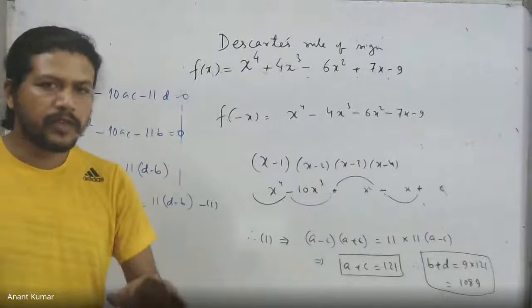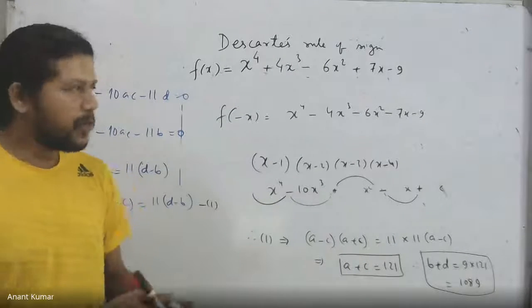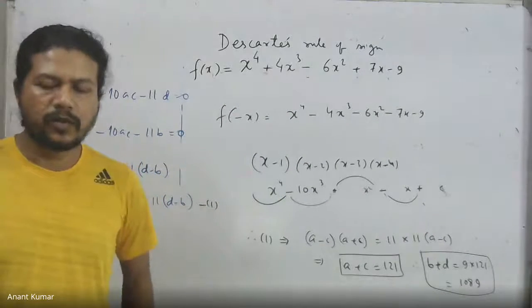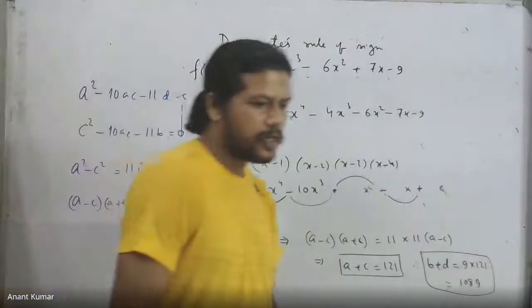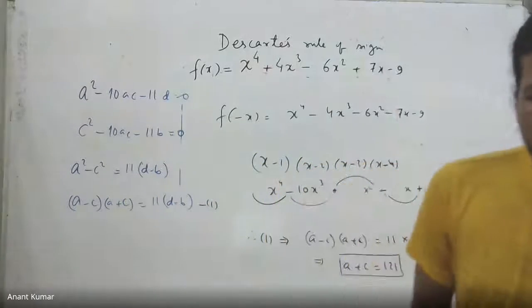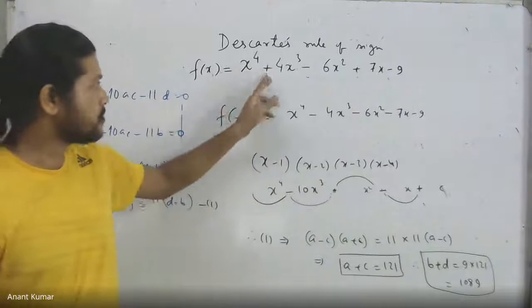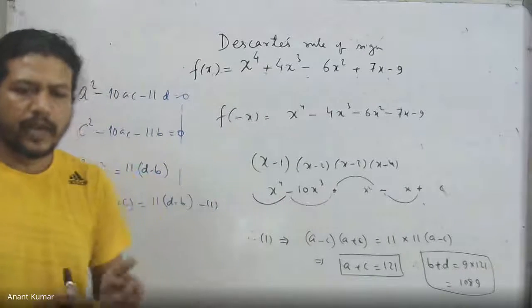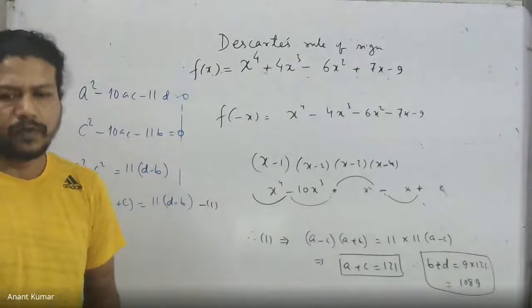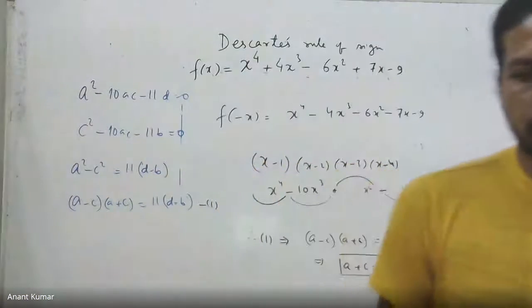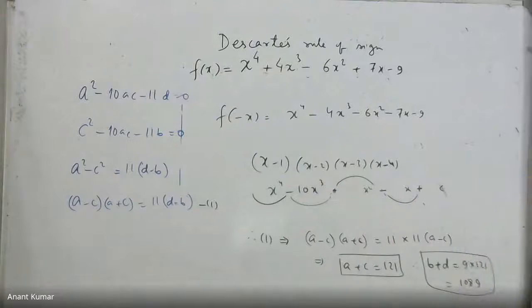You cannot rely on this to say that if this equation has 3 sign changes, it must have 3 positive roots. That's not so. You cannot say that. But you could definitely say that because there are only 3 sign changes in f of x, we cannot have 4 positive roots. That is what can be said. This is what the rule of signs is.